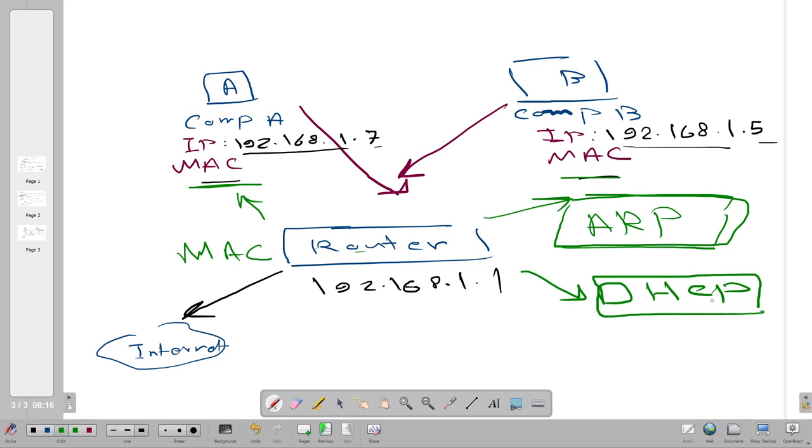Now, normally there are two parts to DHCP, the server and the client. The server is the part that assigns the IP addresses. The client is the part that requests the IP address. So in this case, the router is a DHCP server, and computer A and computer B are the DHCP clients. Now that is an example of an internal network.